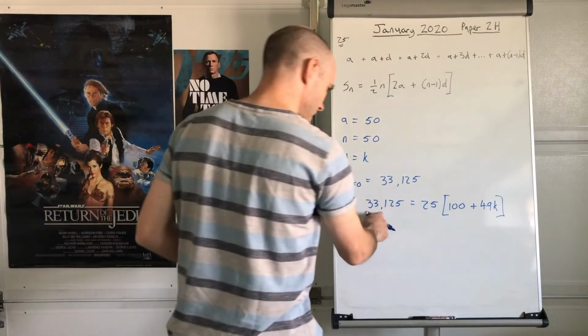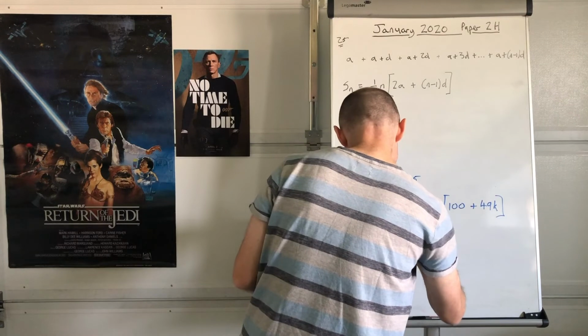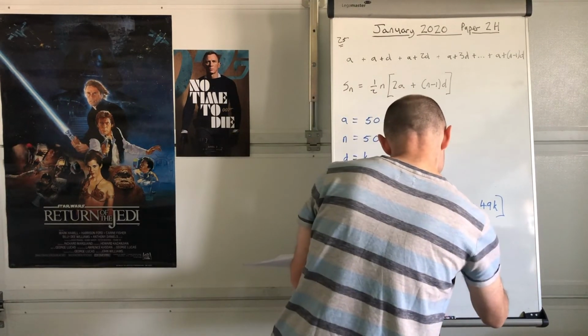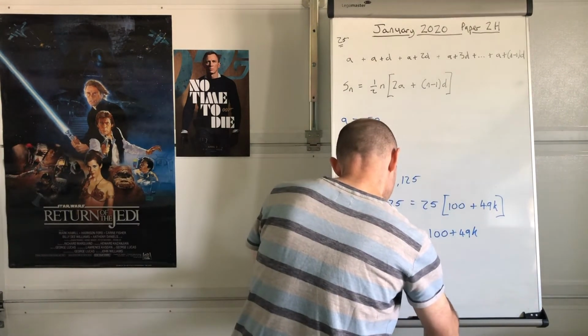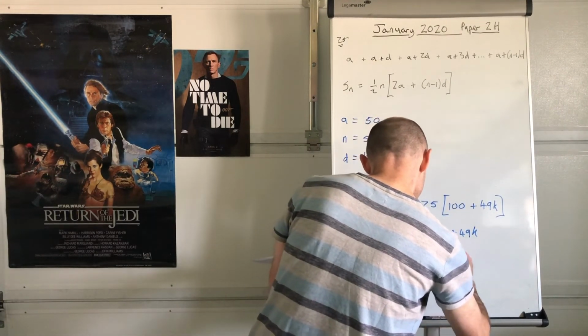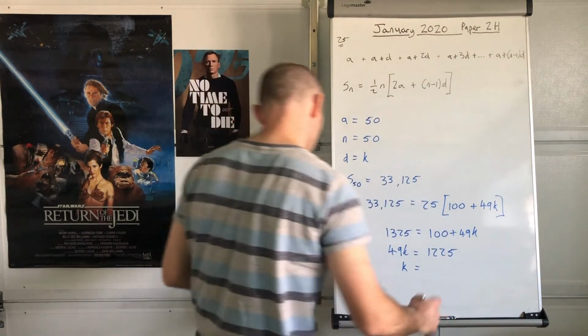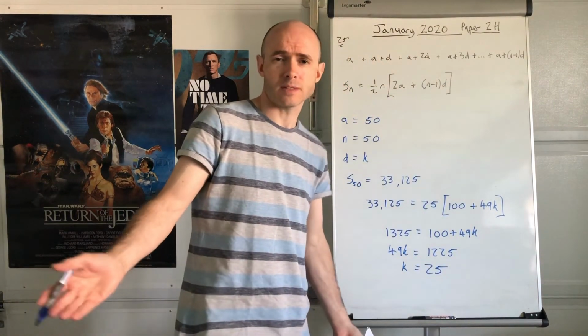So I'm going to do that number divided by 25, which I've done previously. So that's 1,325. And I'm just left with 100 plus 49k. So then that means 49k must be 1,225. And then divide that by 49, that gives me 25. And that's it, done.